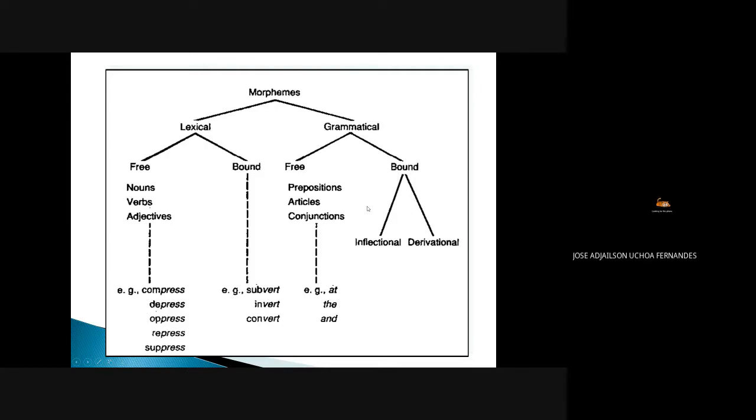So this is the scheme of all the morphemes we are going to study along the morphology part of this course, okay? Too much for your minds?